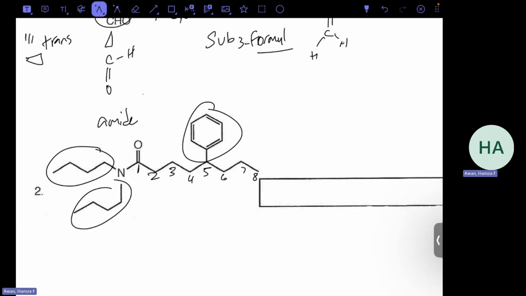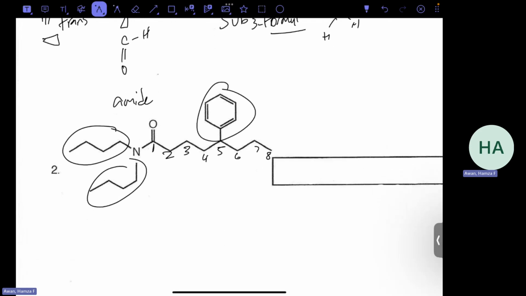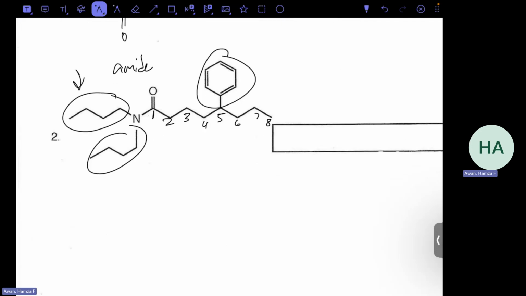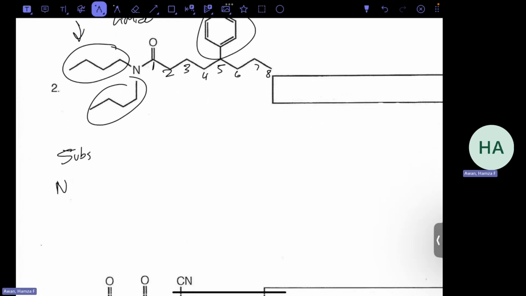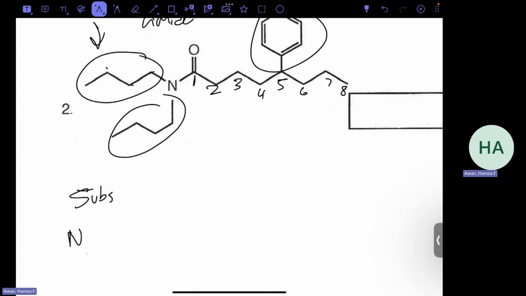There's a little bit of a different nomenclature that we're going to use to show that these substituents are connected to the nitrogen. We're not going to use a number like 1. Instead, the prefix that we're going to use is N. So for these substituents, we're going to have N, right? And then we have 1, 2, 3, 4. So this is a butyl group.